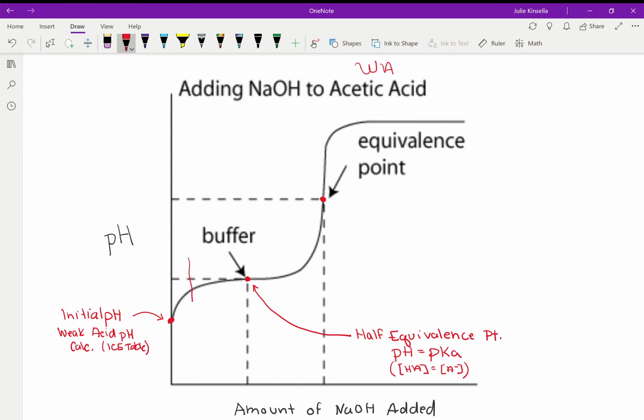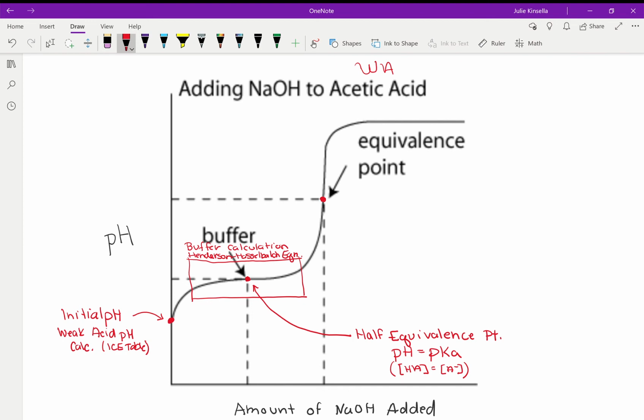Now, in that buffering region, so plus or minus 1 pH above and below, anything in that region, put a box around it. In that region, the amount of sodium hydroxide added is going to be a buffer calculation. Okay, because as the NaOH is added, it's reacting with the weak acid, which is producing the weak acid's conjugate base. So anything in this region, we're going to be using the Henderson-Hasselbalch equation to complete our pH calculations.